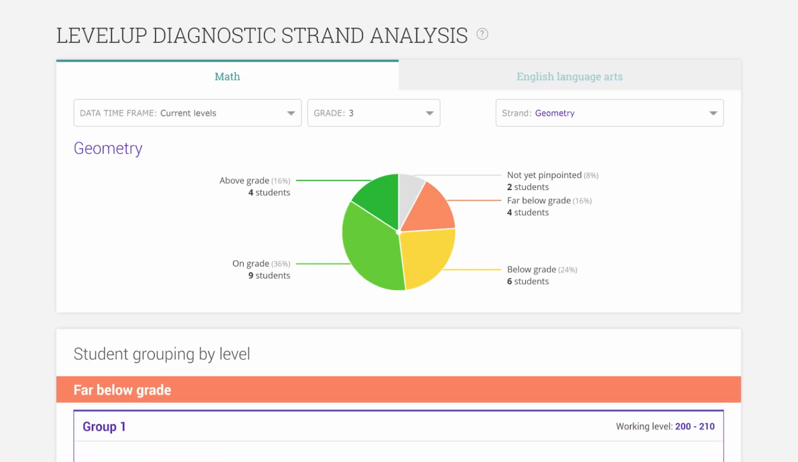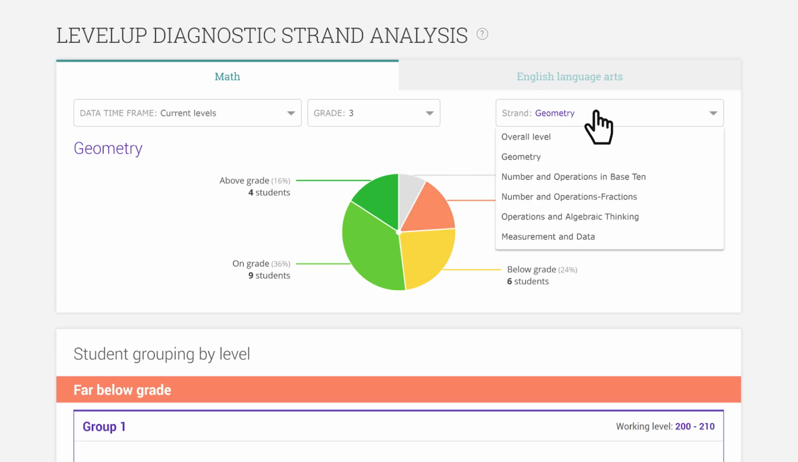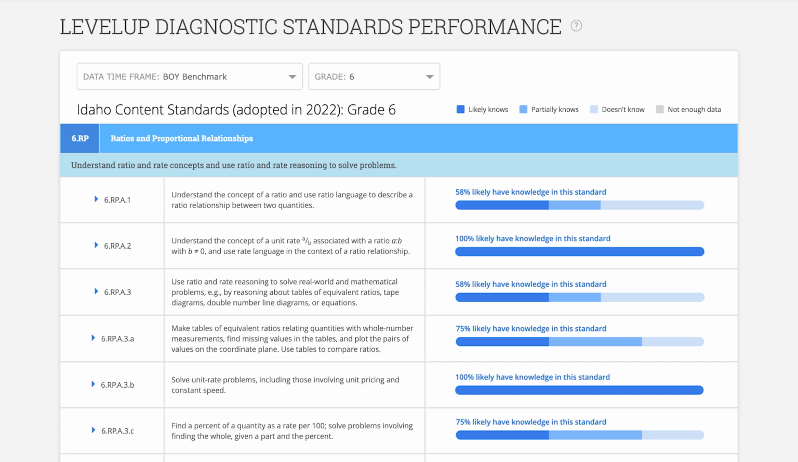LevelUp reporting is especially powerful because of its flexibility. We're not just providing a high-level view of whether the student's on grade level or not on grade level. We actually provide a lot of information that teachers and admins can dig into to make the decisions that they need to. Beyond that overall score, we have strand scores to dig into a particular topic area, as well as standards reporting to see how students are performing on the state standards for their grade.